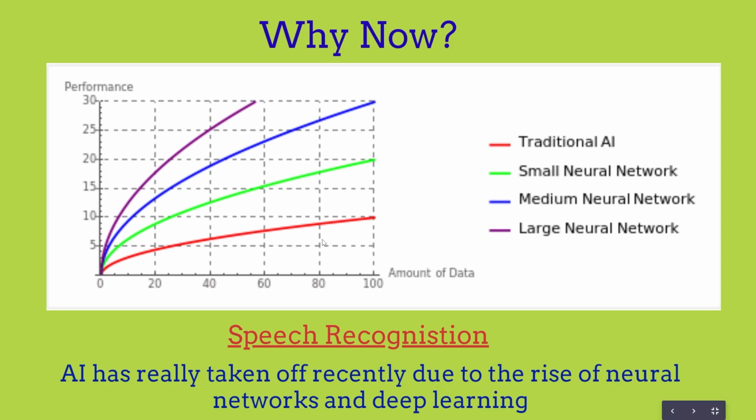And then after that, we have a medium neural network, and you can see that the performance is even higher than the small one, even though there's the same amount of data. Finally, we have the large neural network, and even though the amount of data isn't even at 100, you can see that the performance is already skyrocketing. In conclusion, since AI has been taking off really fast recently, this graph shows that the performance of neural networks is really high compared to before, when we had traditional AI. Even if we have less data, our performance is still going to be way higher.